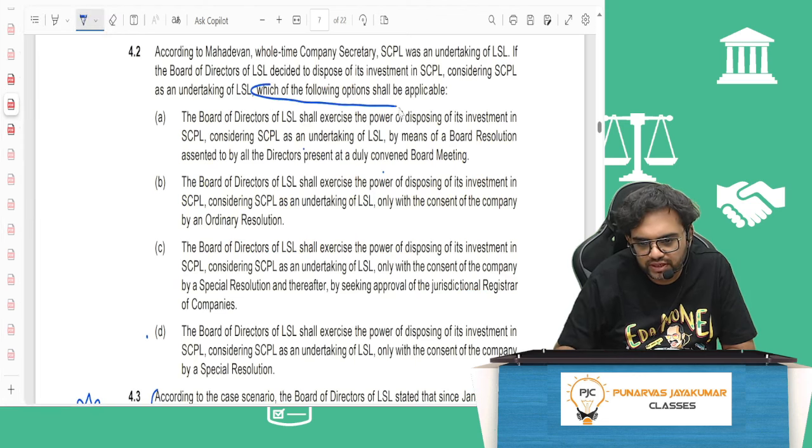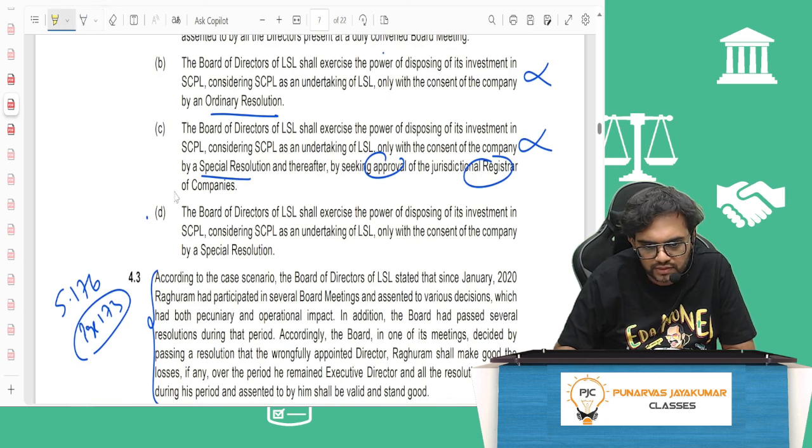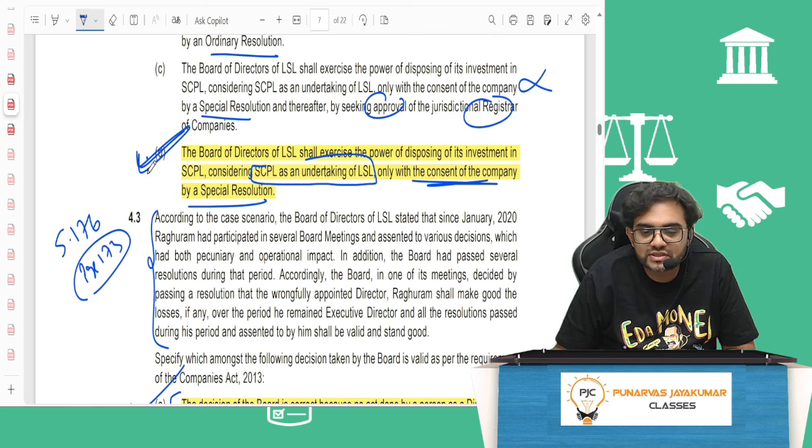Which of the following shall be applicable? Only board resolution, wrong. Ordinary resolution, wrong. Special resolution and then approval of ROC and all, no. Fourth one, guys: only with the consent of the company by a special resolution.